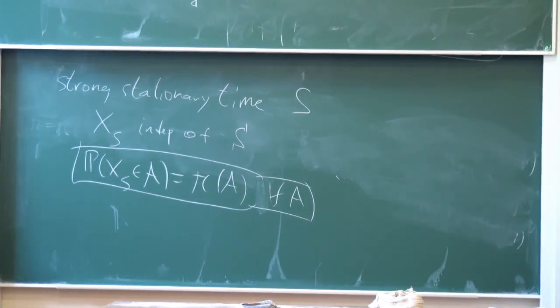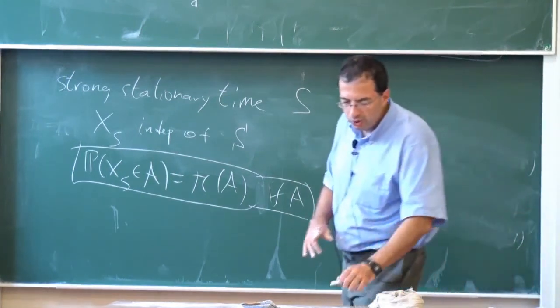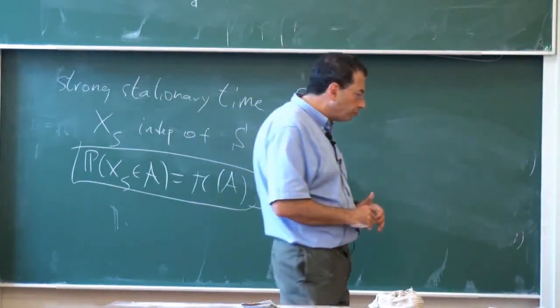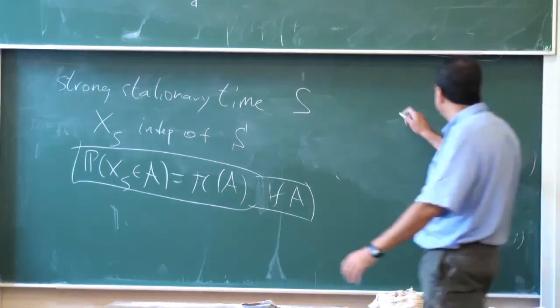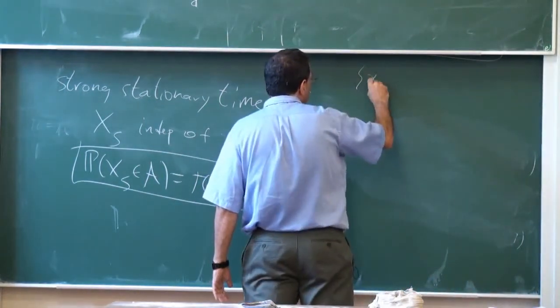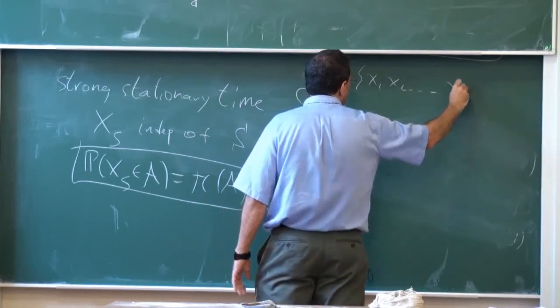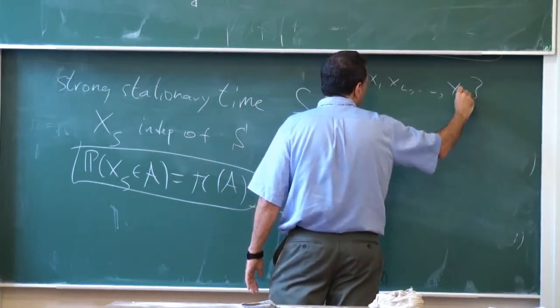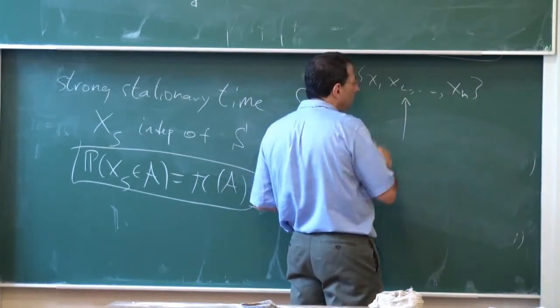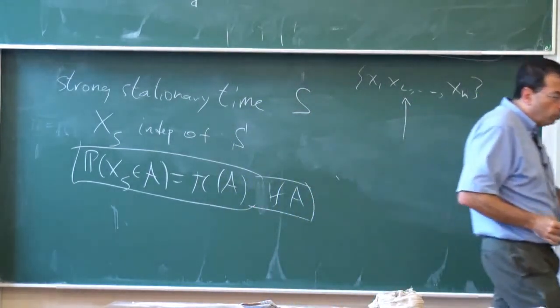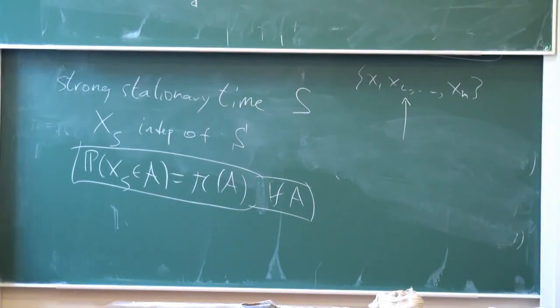But let me give a couple more examples, and then we're done. One example is lazy random walk on the hypercube. So you have n bits. And the lazy walk on the hypercube works as follows. You choose a coordinate at random, and you refresh the bit there. So whatever bit is there, you erase and put a random bit, 0 or 1, equally likely.